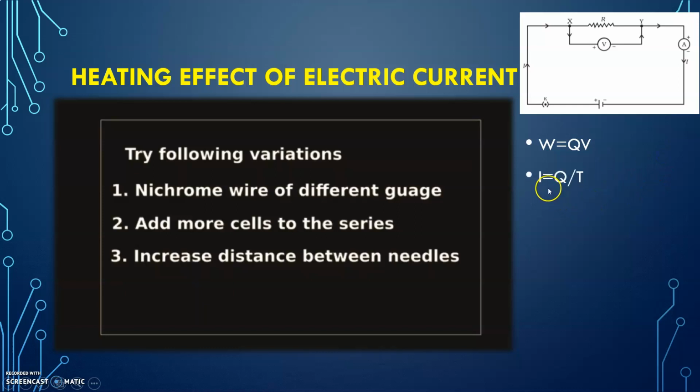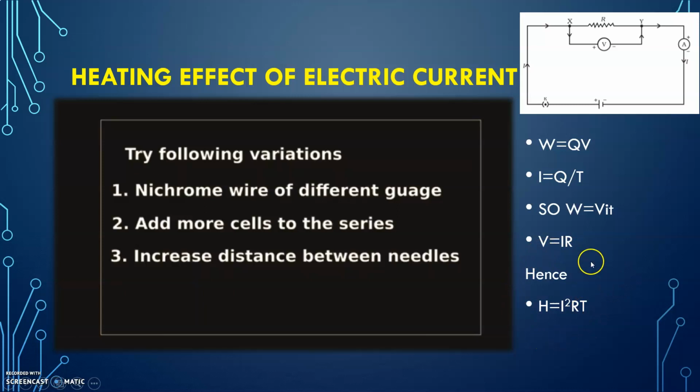Also we know that I is equal to Q by t. So we can write W is equal to V I t. Now from Ohm's law, we know, students, V is equal to I R. Hence when we substitute this value over here, what does it become? I square R t.